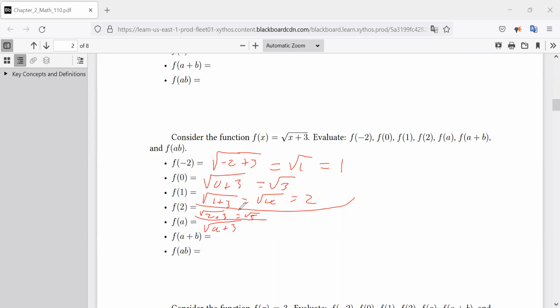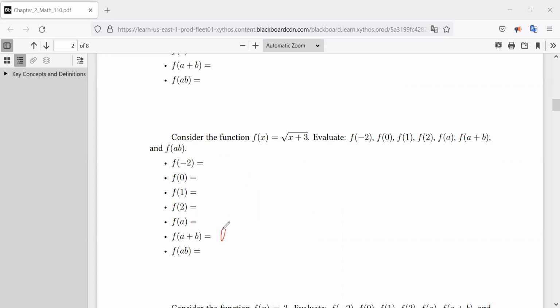Something similar goes on for the next one here. Would it be the square root of a plus b plus 3? That's exactly it. So I'm just going to clear everything to make some room, but this will be the square root of a plus b plus 3. And then somebody finish me off here. The square root of ab plus 3. Exactly.